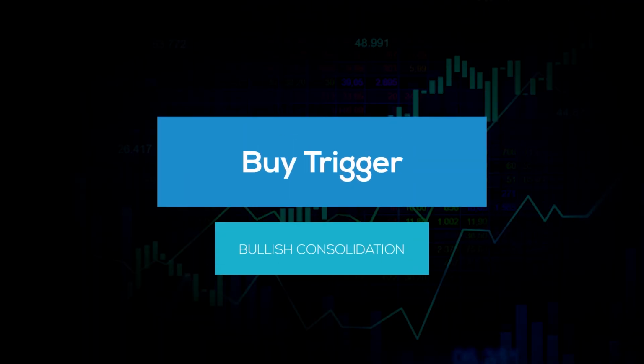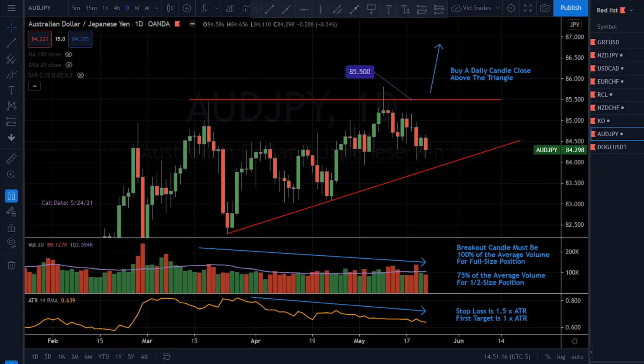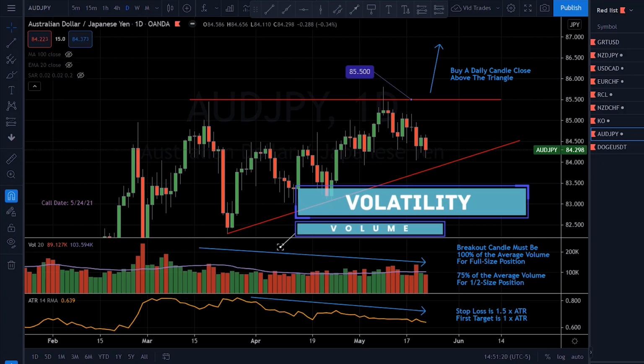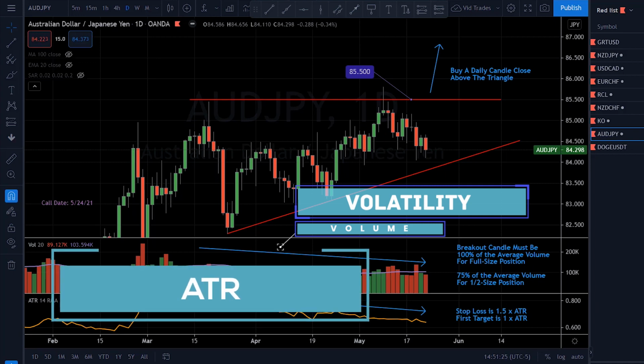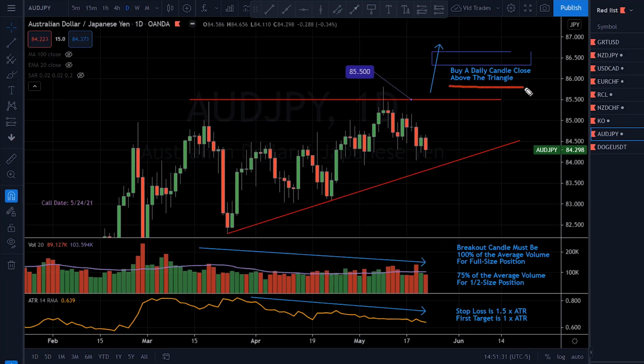The ascending triangle is a bullish pattern, and I will only take a buy signal on it. And a good consolidation pattern like this should be accompanied by a decline in volume and volatility, like you see here. I measure the volatility using the ATR, or average true range. And here's our trade plan. We will buy a daily candle close above the triangle, or above 85.50.